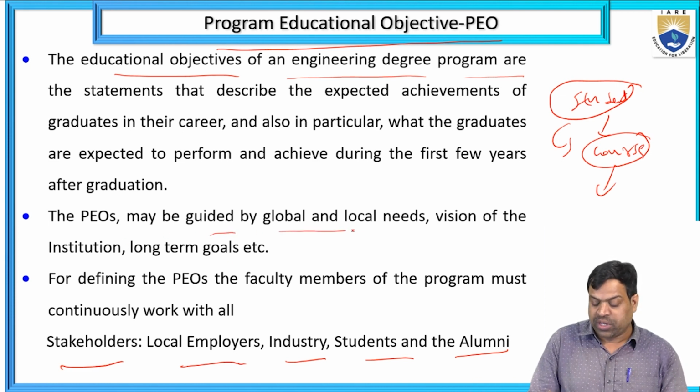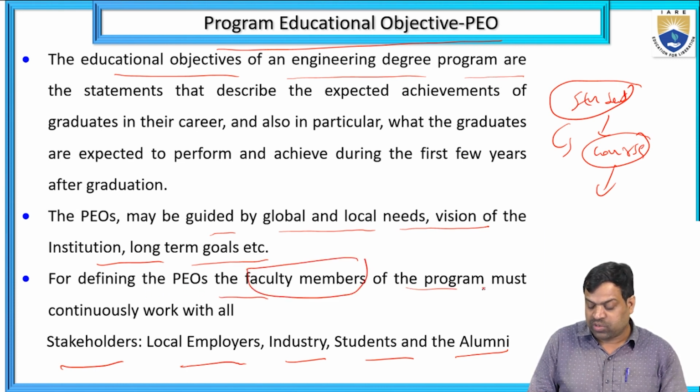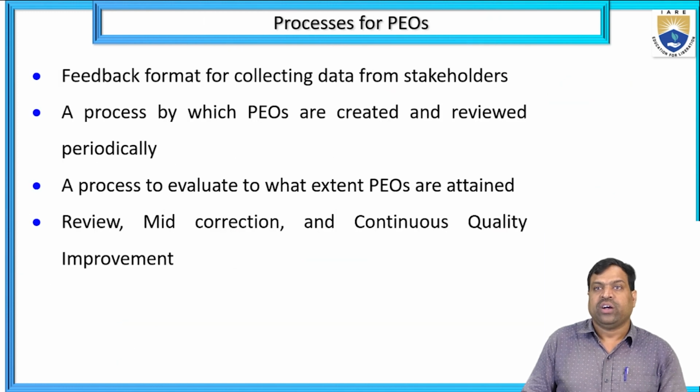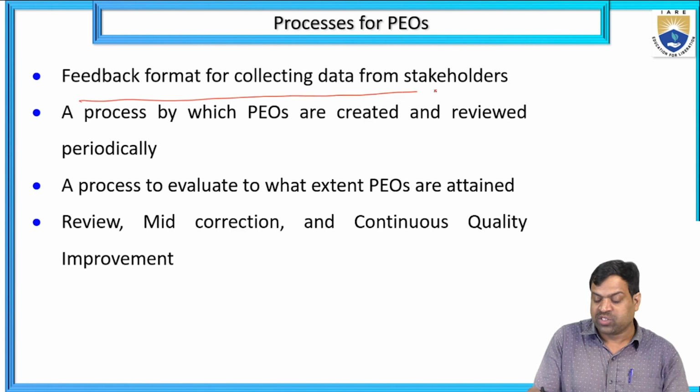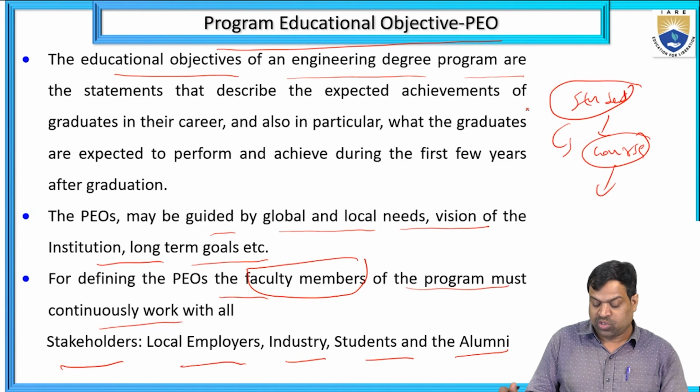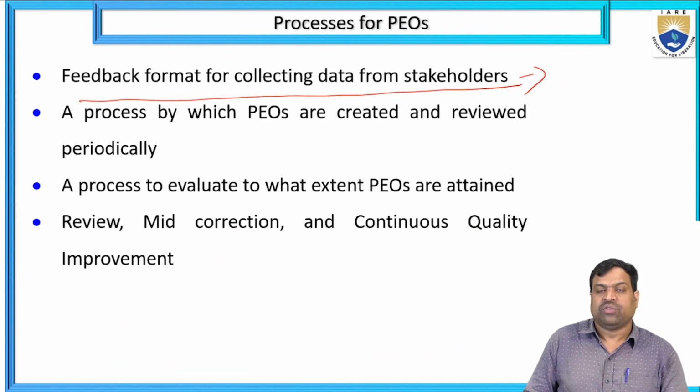So it will be guided by global and local needs, vision of the institution, long-term goals, etc. But for the PEOs, the faculty members of the program must work continuously with all those things, and stakeholders also have some role in these PEOs. And the process of PEOs has some stages. Another is a feedback format for collecting data from stakeholders. Feedback is very important from the stakeholders. Who are the stakeholders? Local employers, industries, students, and alumni, meaning pass-out students from the institute.